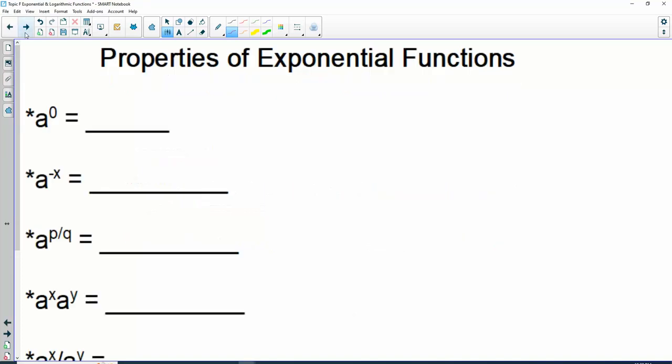Okay, so properties of exponents. What is anything to the 0 power? 1. Everything to the 0 power becomes a 1.